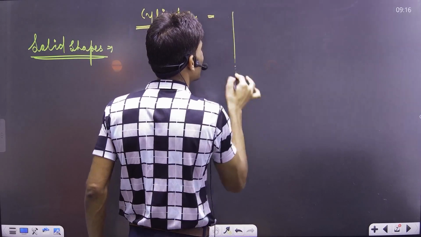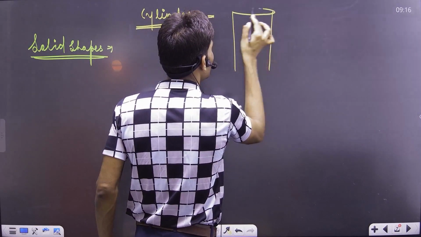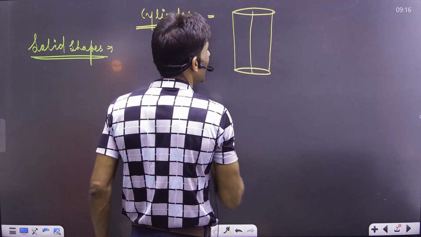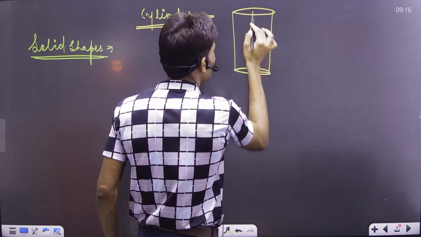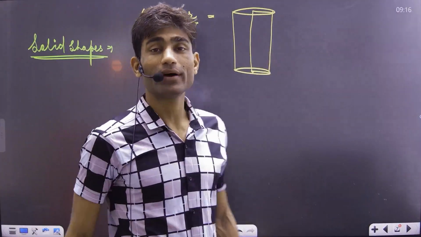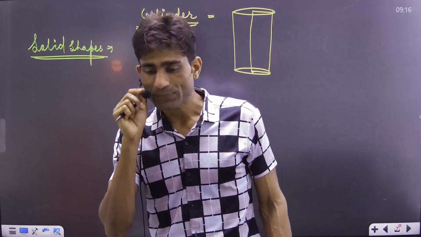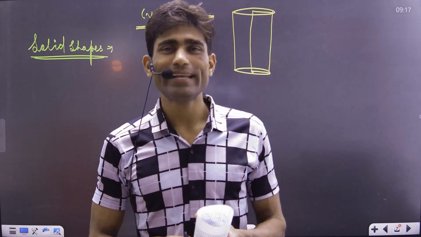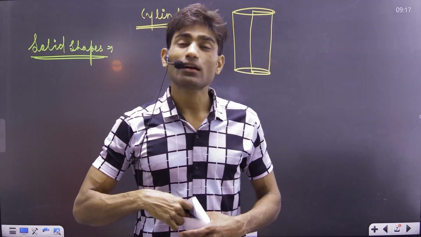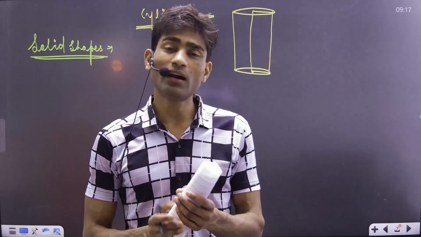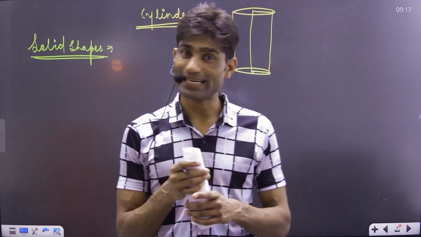Let me plot it again. This one is our cylinder. This is the height of our cylinder, and this is the radius of our cylinder. Consider that I have given one cylinder here for you all. With respect to a cylinder, we have to understand the concepts of the volume of a cylinder, second, the curved surface area or lateral surface area of a cylinder, and third, the total surface area. That's the concept here.